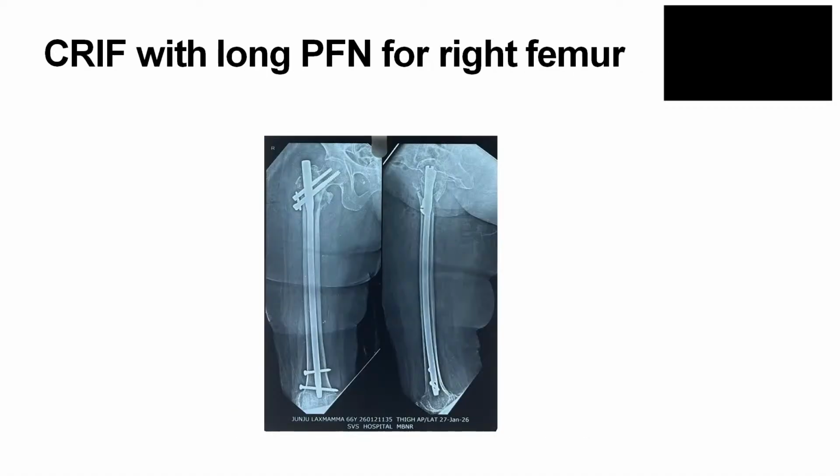So what about the medial cortex? Is it positive, neutral, negative? Neutral, sir. How do you say neutral? The medial cortex of the distal fragment is continuous with the medial cortex of the proximal. In positive, it goes medially, positive medially. In negative it goes laterally.